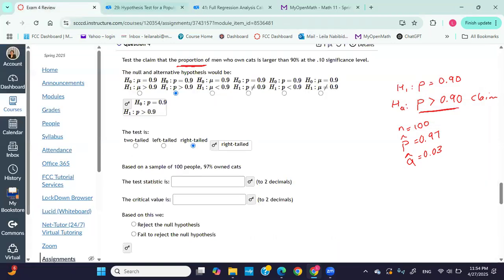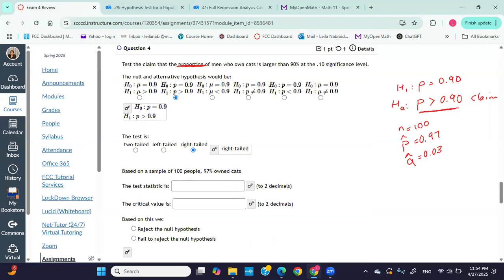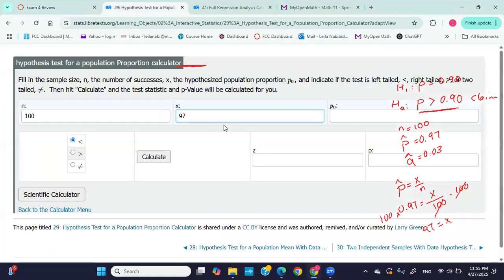In this question, the x is not given to you. You only have the p hat. But you know that p hat is always equal to x over n. If the x is not given, you just calculate it. P hat is 0.97, I don't know the x, but I know the n is 100. To find the x, you multiply both sides by 100. That gives x equal to 100 times 0.97, which is 97. So the x is 97. Now in the online calculator, instead of x, you just put 97.